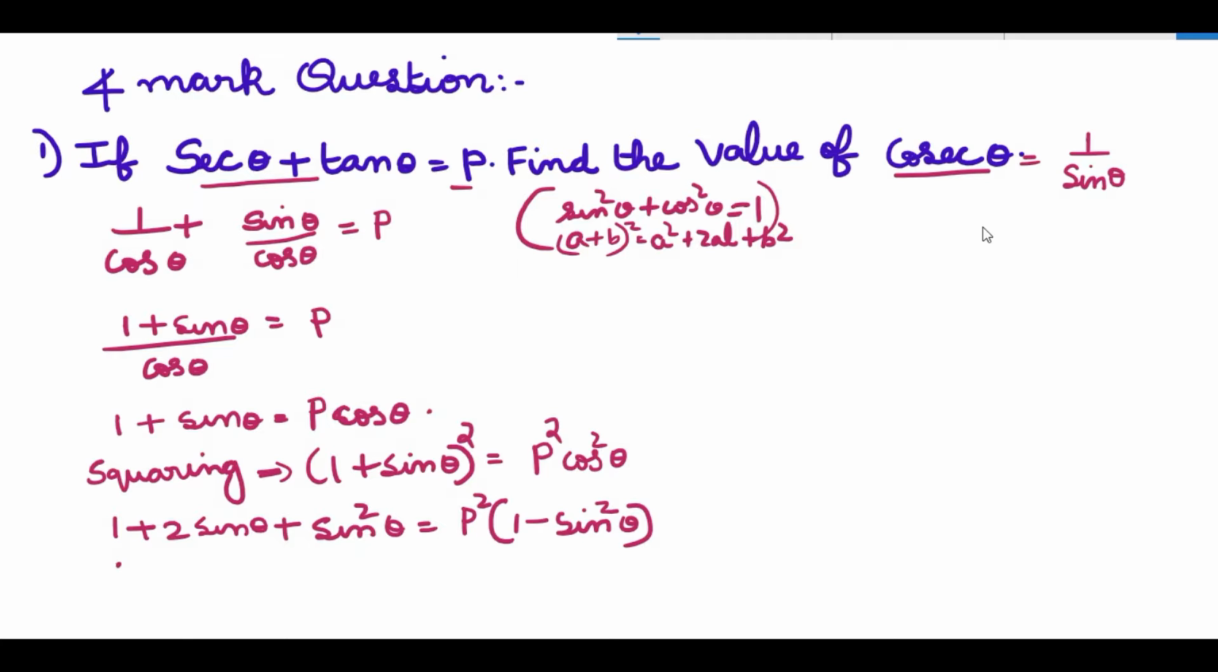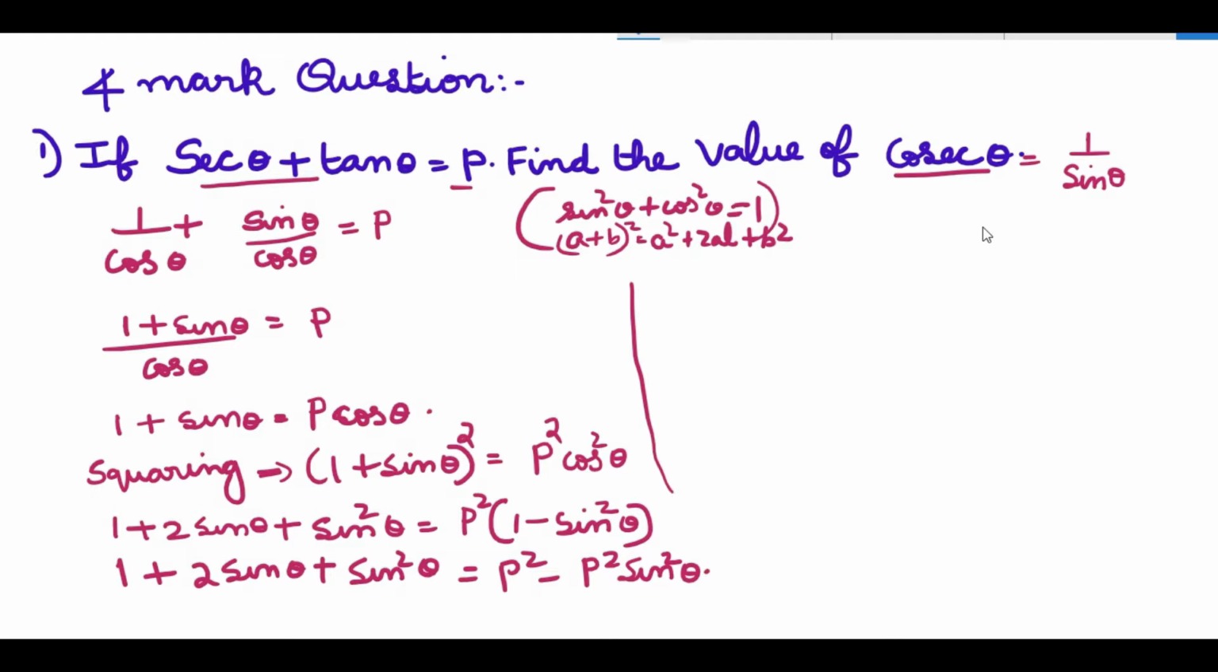Now I will open the bracket. 1 plus 2 sin theta plus sin square theta equal to P square minus P square sin square theta. Now bring the sin square theta to one side. So we have 1 plus 2 sin theta plus sin square theta plus P square sin square theta, then minus P square equal to 0. Everything I have brought to the left side.